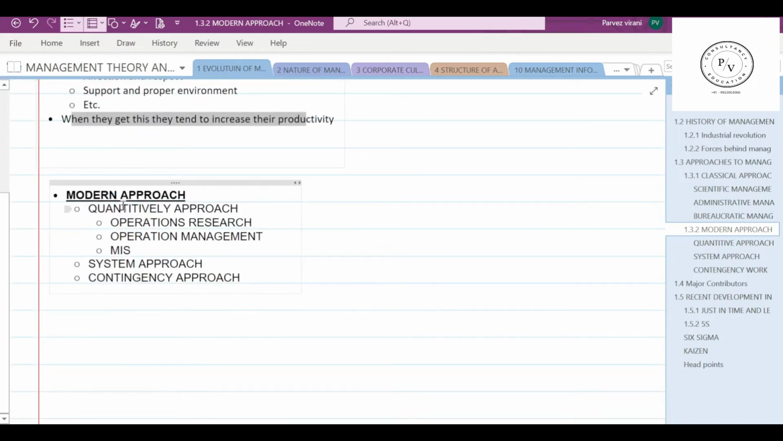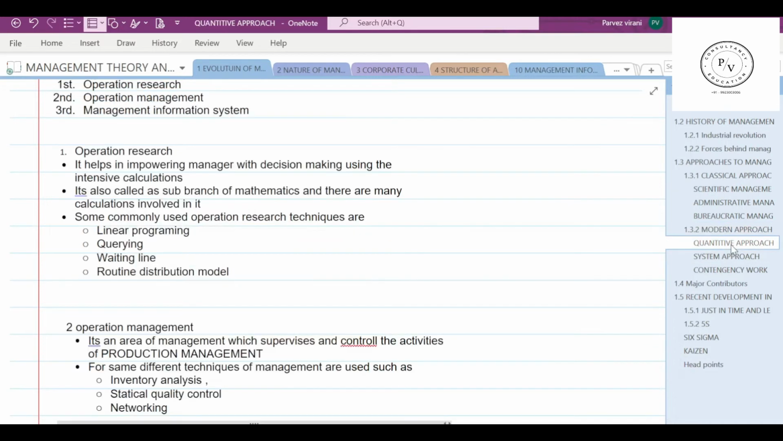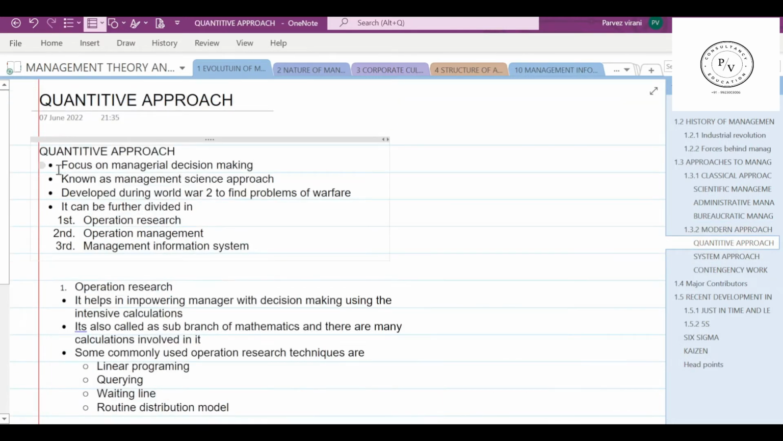The modern approach is basically divided into quantitative approach, system approach and contingency approach. Quantitative approach is further divided into operation research, operation management, MIS. MIS is management information system. Let's go. Quantitative approach. Focus on managerial decision making, known as the management science approach. Management science approach developed during World War II to solve the problems of warfare. It can be further divided into first operation research, second operation management, and third management information system.